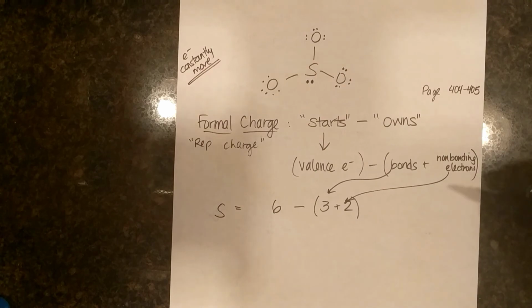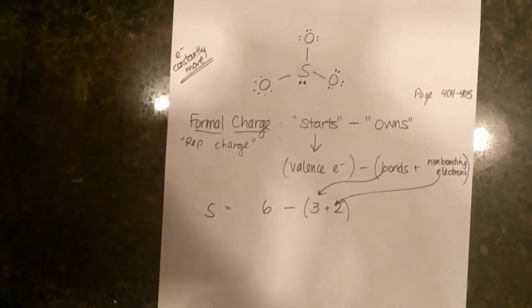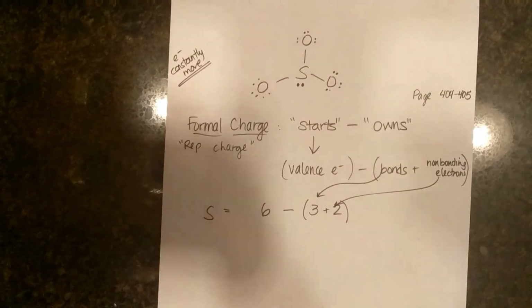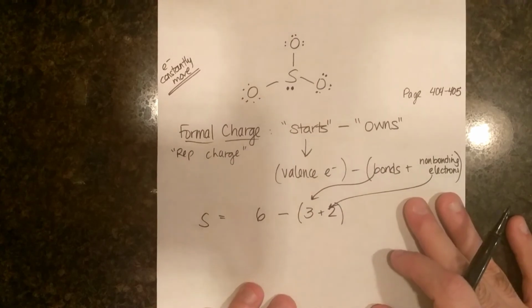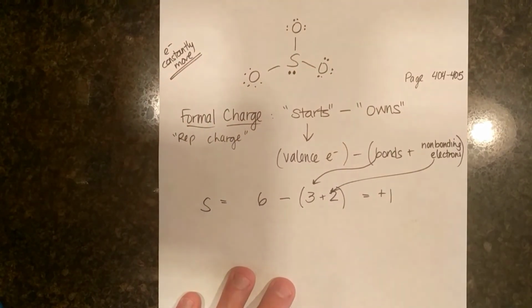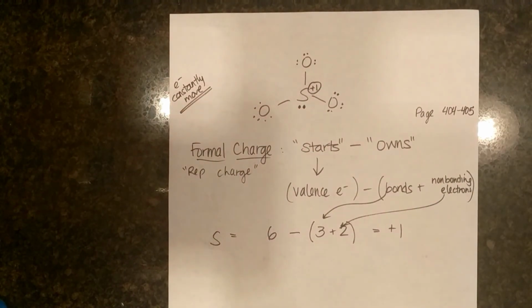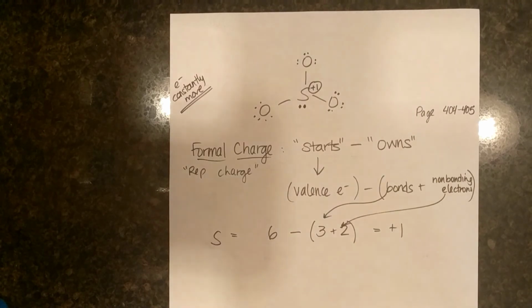I like that because in the textbook, it makes you do some weird mathy equation. It says something like, here, I'll move it over to your textbook. It makes you do this. It's like, use this equation. And I don't like that equation at all. So ignore that. Use mine. It's so much easier if you just do valence electrons minus bonds plus non-bonding electrons. Right, so I do 6 minus 3 plus 2. That's equal to +1. That means that this sulfur right now has a +1 charge, or a formal charge.